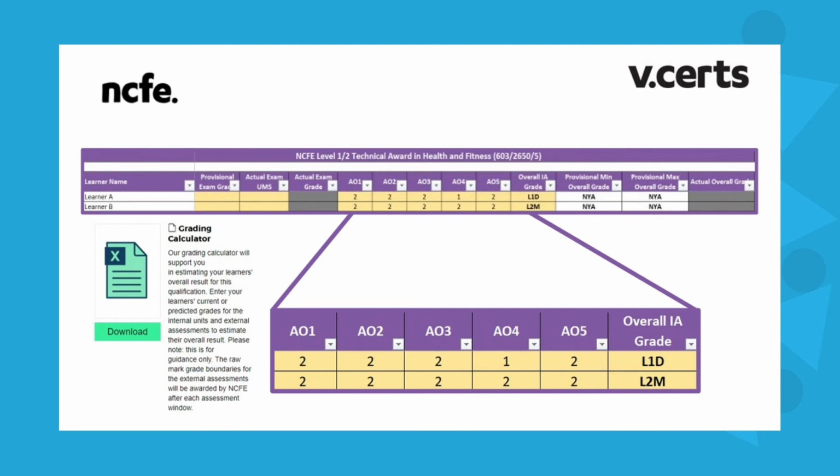In this example, you can see that with Learner A, the bands they achieved were a 2, 2, 2, 1 and a 2, giving them an overall grade of a Level 1 distinction. Whereas Learner B got 2s for every assessment outcome and got a Level 2 merit overall. This shows how important Assessment Objective 4 is. This is the only assessment outcome that Learner B did better on, but they jumped up 2 grades because it is worth 45% of the overall grade for the synoptic project.